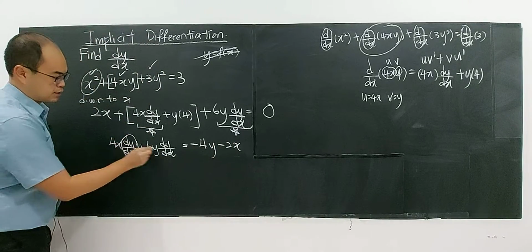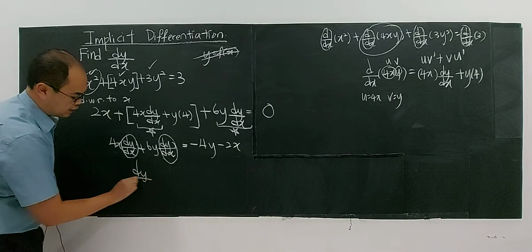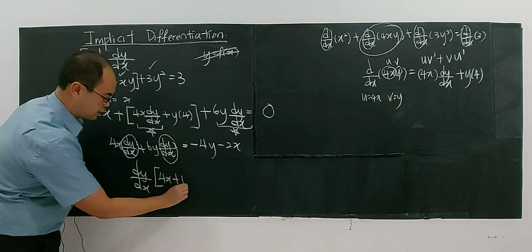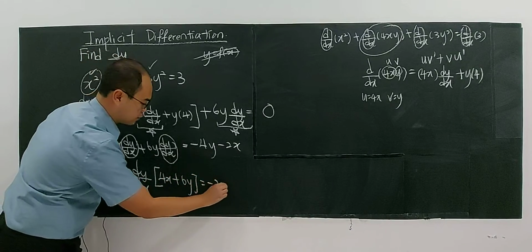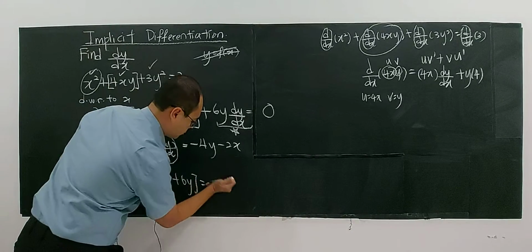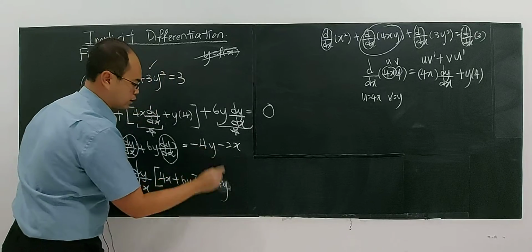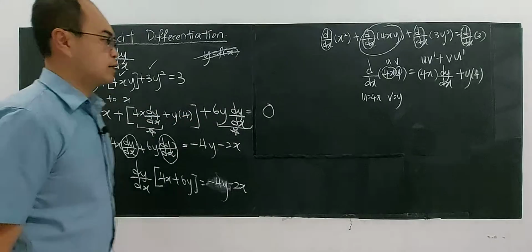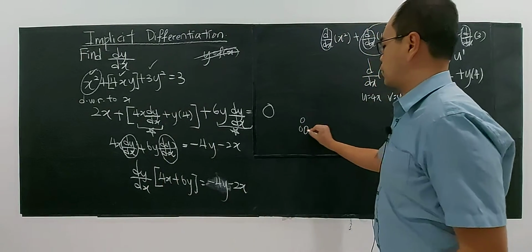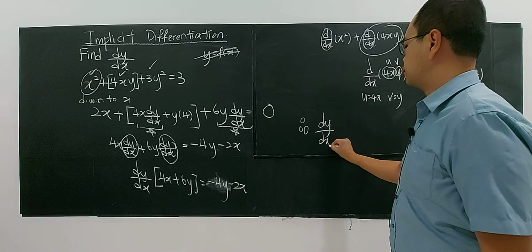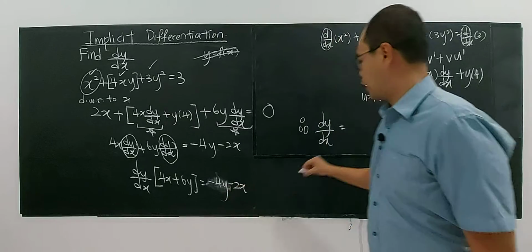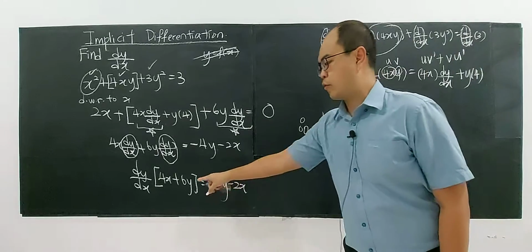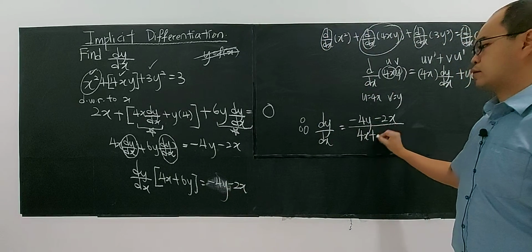So dy dx is a common factor, so factorize the dy dx. You will have dy dx times (4x plus 6y) equals negative 4y, negative 2x. Finally, you can conclude your dy dx to be negative 4y minus 2x, divided by 4x plus 6y.